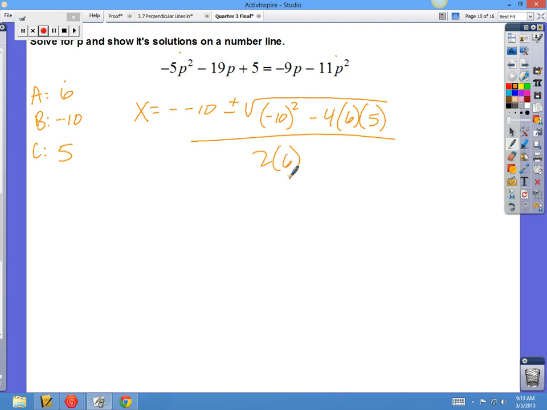Okay, so it's going to clean up to be 10 plus or minus. Okay, this all squared out. Just punch it in exactly how you've got it written down, all on one command. Press enter. Negative 10 squared.